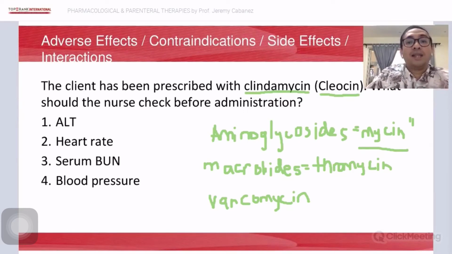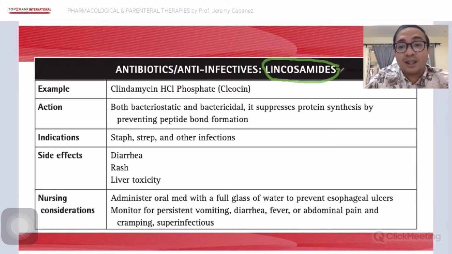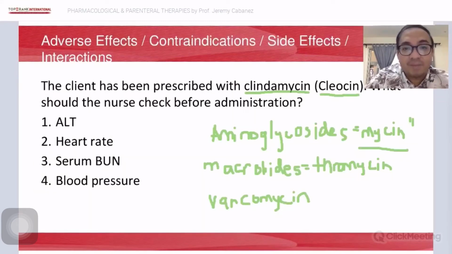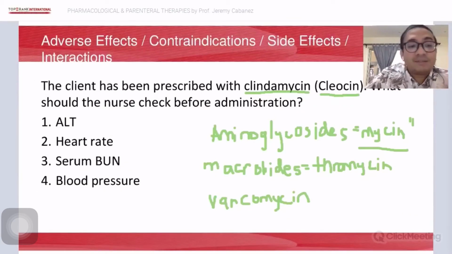How about your clindamycin? Ano naman ang kanyang classification? The classification is called lincosamides. So balikan natin, i-review natin. Ang aminoglycosides are the drugs that end in mycin. Except, anong hindi kasama sa aminoglycoside? Your clindamycin and your vancomycin. Ano daw ang classification ng clindamycin? Clindamycin is a type of lincosamides. What is the classification of vancomycin? Vancomycin is a glycopeptide. Right?